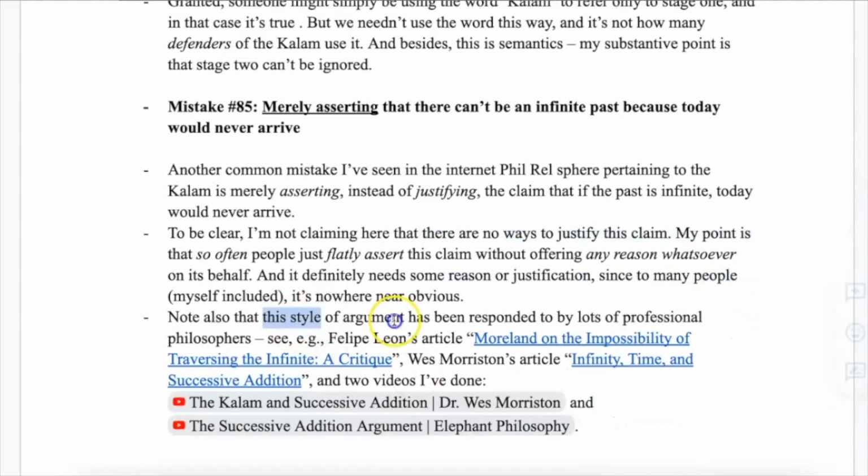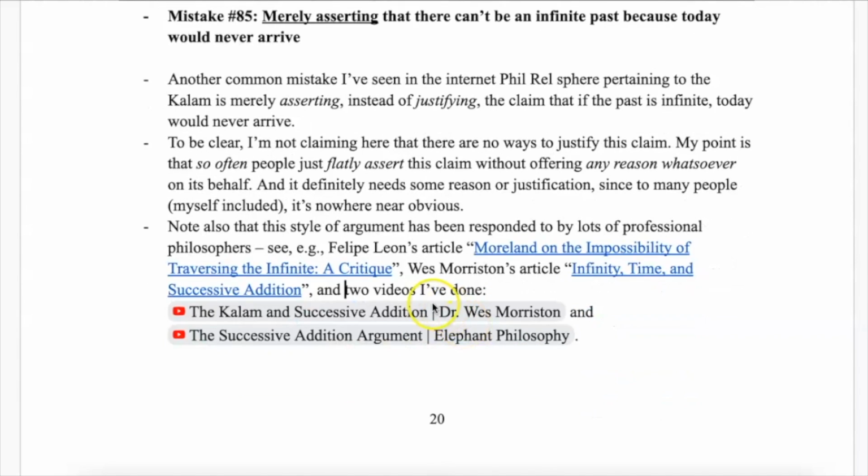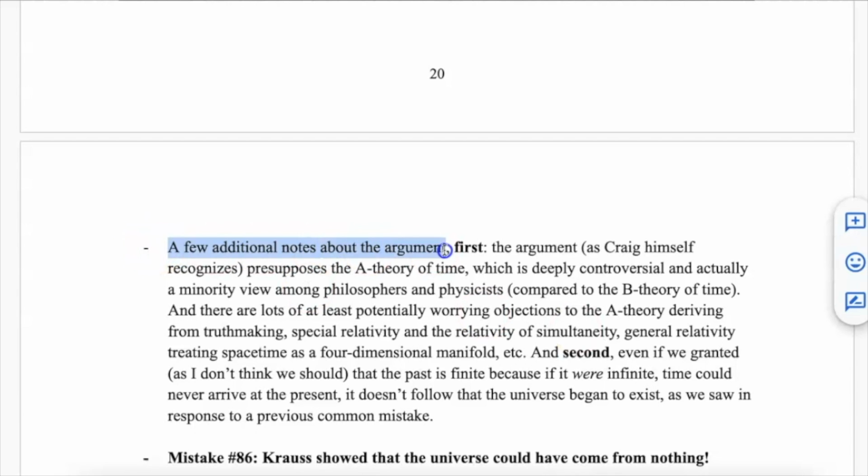And note also that this style of argument has been responded to by lots of professional philosophers. See, for example, Felipe Leon's article here, Wes Morriston's article here, a number of other articles by Wes Morriston, and 2 videos I've done here on the successive addition argument. Of course, a few additional notes about the argument in particular.